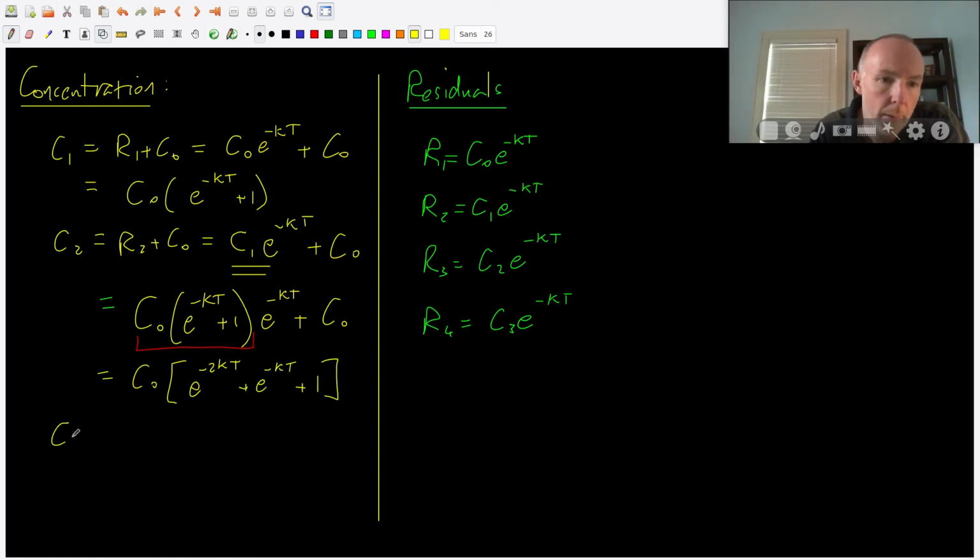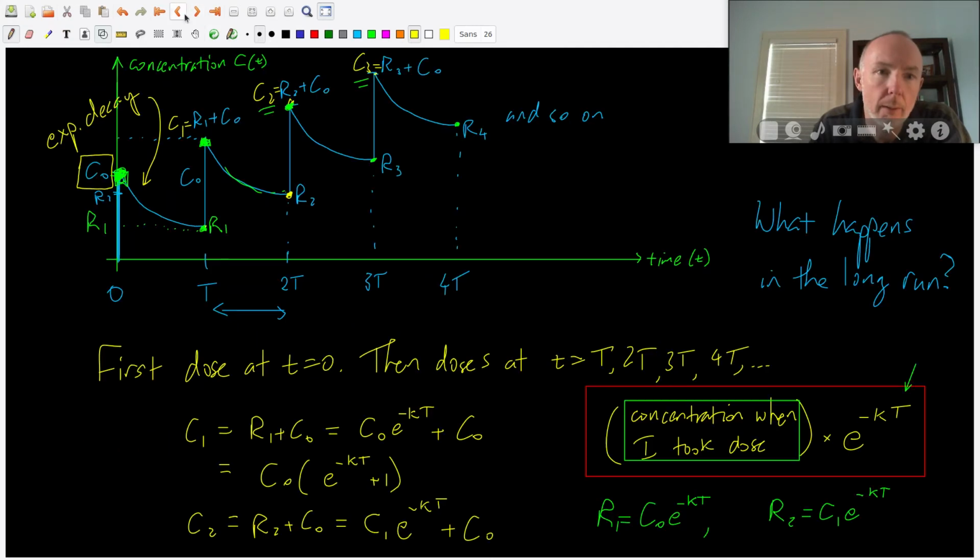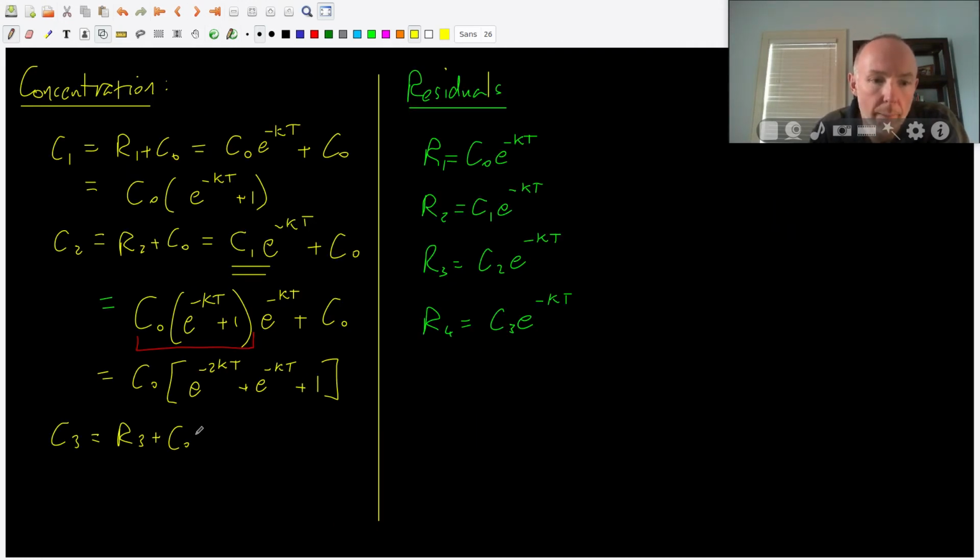And then we can build C3. Well, C3 is going to be the third residual plus another dose, right? Because we go over here, C3 is up here. It's the third residual right there, plus the dose C0, the instantaneous uptake. And so when we write that out, we're going to get C0 and R3 I've got up here. And R3 depends on C2. So let's start writing out this side.